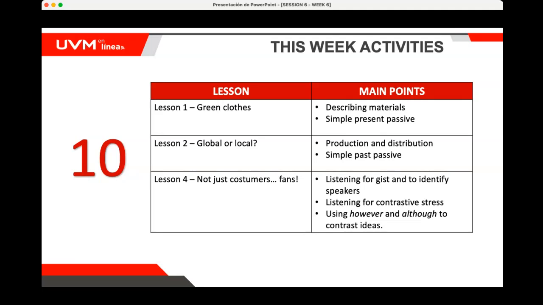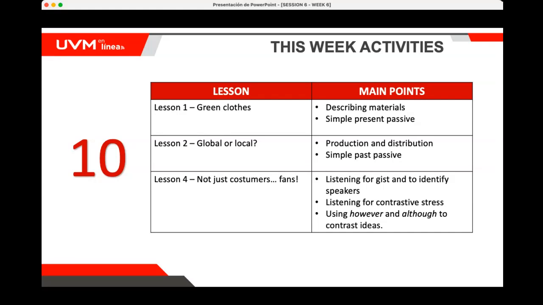In the first lesson, you learn how to structure the simple present passive voice. And in the second lesson, you learn how to structure the simple past passive voice. As I told you before, you need to remember that all the simple tenses have a continuous form, and also all the simple tenses have a passive voice. Also, all the continuous tenses have a passive voice, okay?